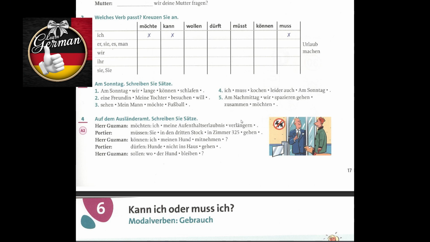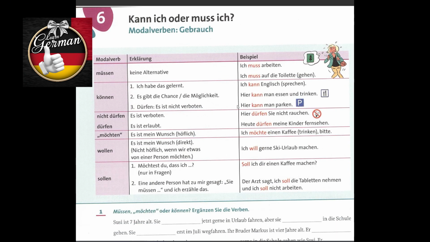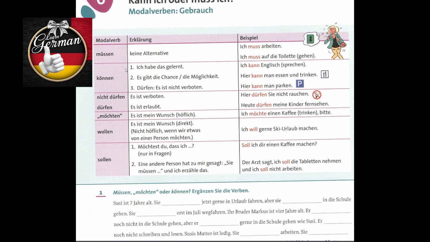For example, kann ich oder muss ich? Can I or do I have to? Müssen, keine Alternative. So it's something you have to do, you must do. Ich muss arbeiten, I have to work. Ich muss auf die Toilette gehen, I have to go to the toilet.